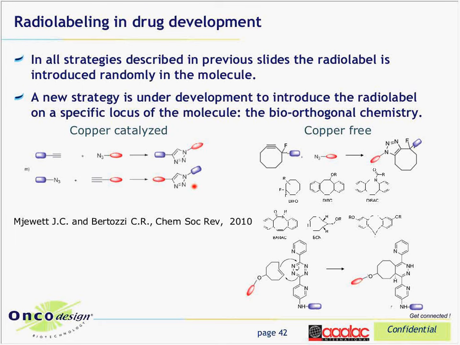However, at first they used copper for the reaction to be catalyzed, but in the case of using a chelating agent, it may be a problem. So new techniques were developed. It's the same principle. You have either an alkyne function or an azide function, which is the structure on the right. And this technique does not require copper.